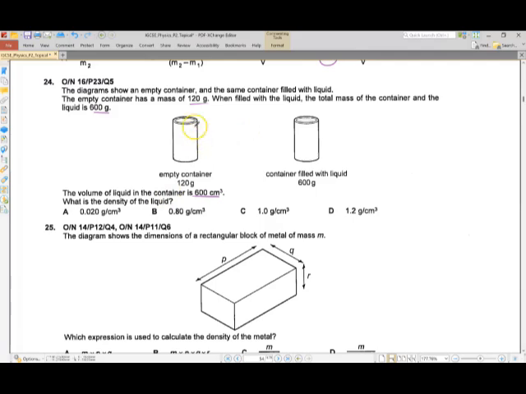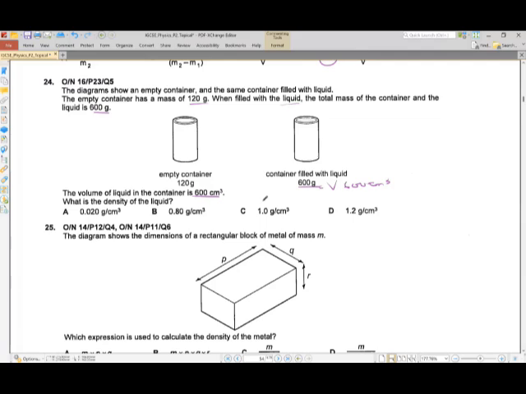Now, first of all, the container was filled completely with liquid. The volume of the container will be the same as that of the liquid that has been put into it. So the volume is clearly 600 centimeter cubes.